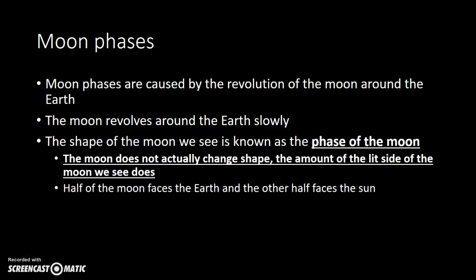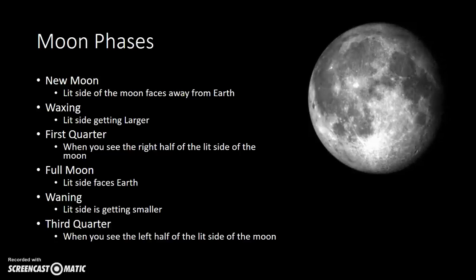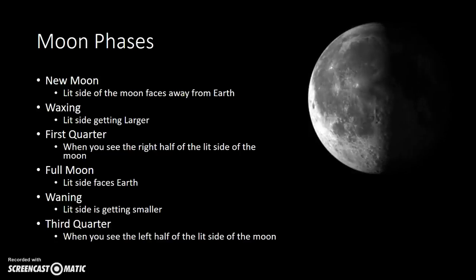So at any point, at all times, half of the moon faces Earth and the other half faces the sun. The half of the moon we always see, or the lit side, never changes. The same side of the moon always faces the Earth. That's going to be important.